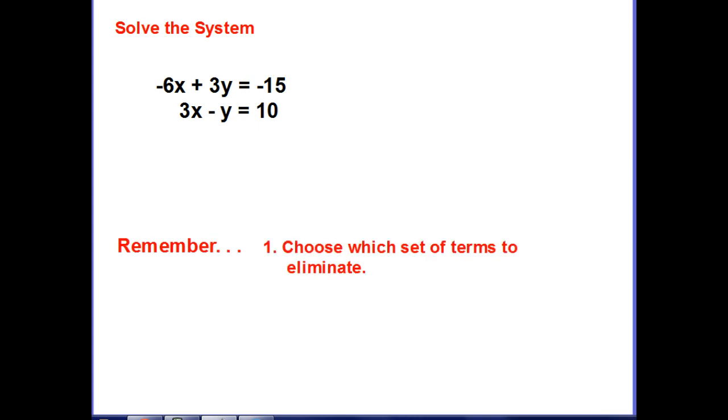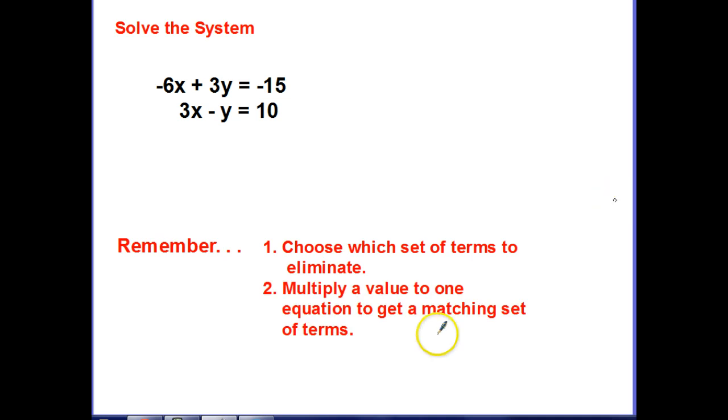Remember, choose which set of terms to eliminate, either the x or the y values. Then multiply a value to one equation to get a matching set of terms that you can successfully eliminate. And then add or subtract the equations as you normally would for elimination, and you should find a solution for one of the two variables, and then you can substitute in and solve from there. So that's basically substitution via elimination by manipulating the equations through multiplication. Okay, so do this problem, and good luck.